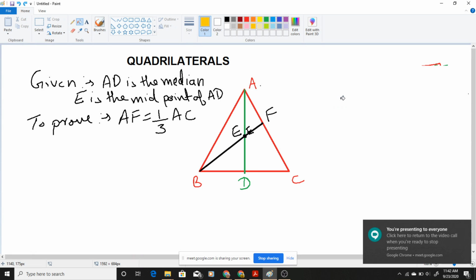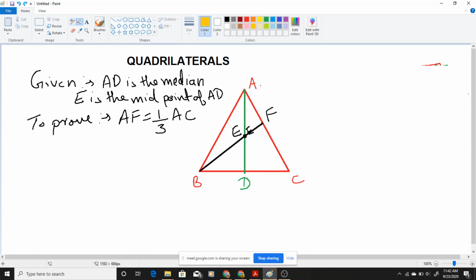Okay, so let's see the solution, how we are going to solve it. For that I will do a little bit of construction in the question. For construction I'll take one line parallel to this EF. I draw a line parallel to EF here. This line I am taking parallel to EF, and I will name this point as point G.